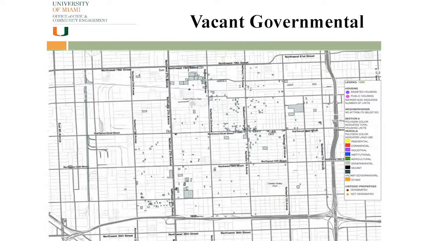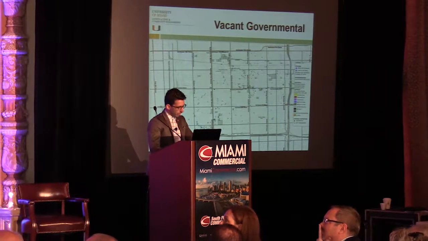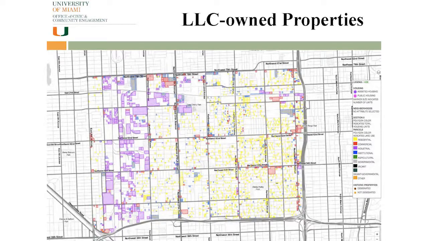We could also filter to see how many of these vacant properties are owned by a local authority. So these are all local government-owned vacant properties in this neighborhood. We could also map out limited liability company-owned land to visualize previously unknown patterns of investment. So all the properties highlighted here are owned by an LLC.